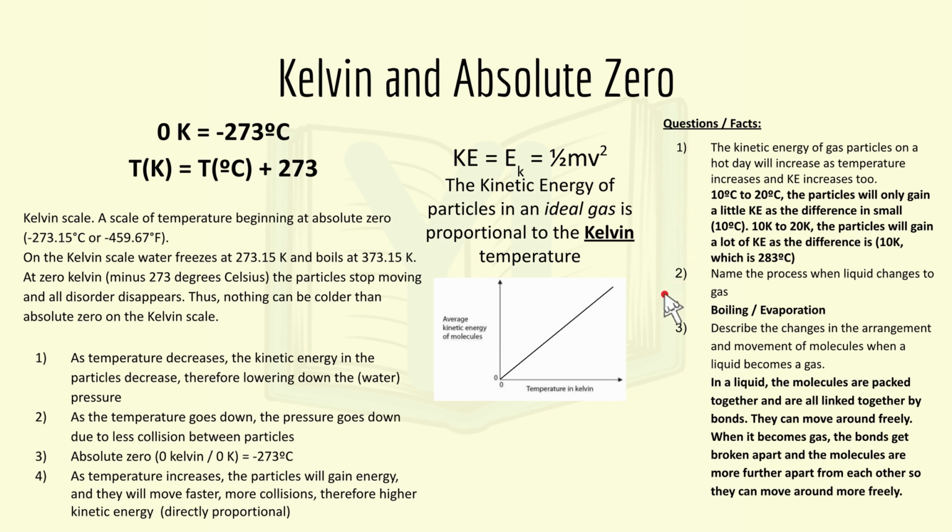And name the process by which liquid changes to gas: it's boiling or evaporation. And here's a description of the changes in arrangement and movement of molecules when the liquid becomes a gas. In the liquid, the molecules are packed together and linked together by bonds. They can move around freely, but when it comes to gas, the bonds are broken apart and the molecules are further apart from each other, so they can move around more freely.